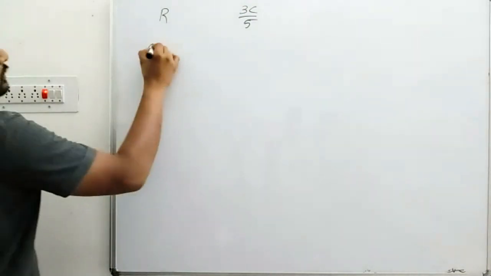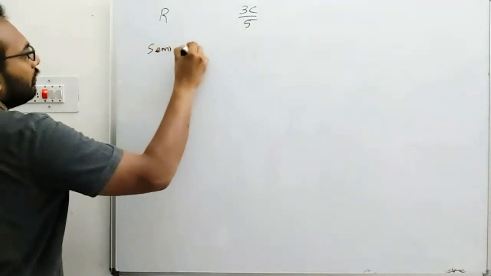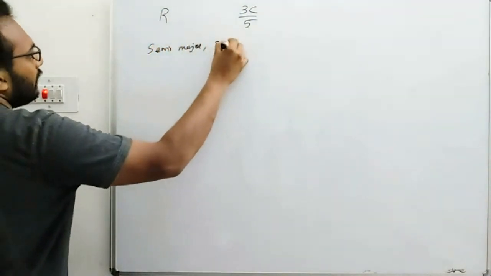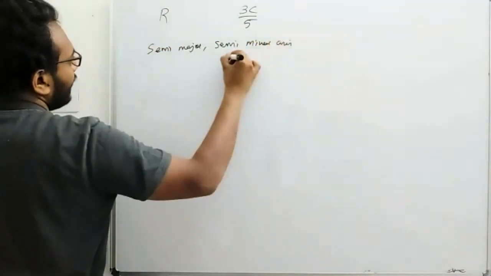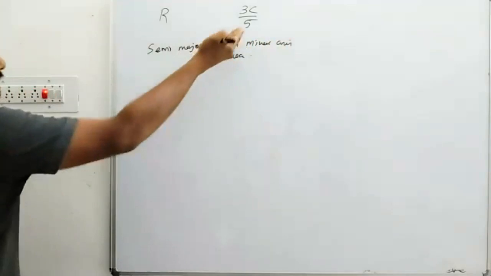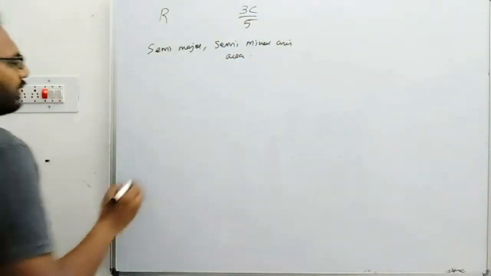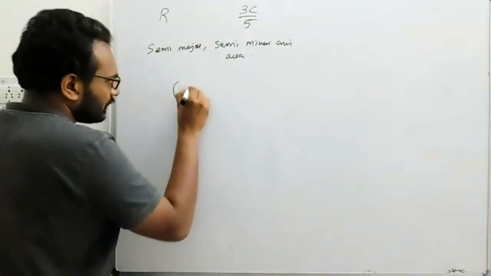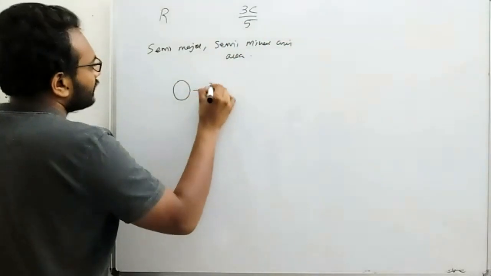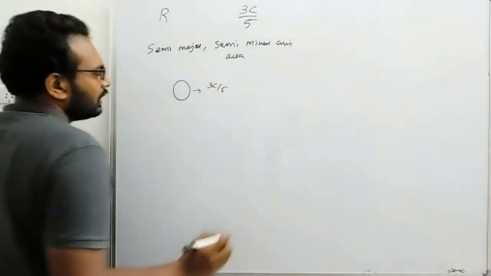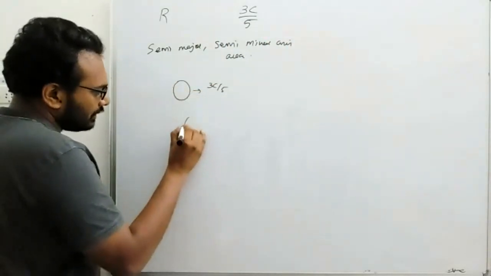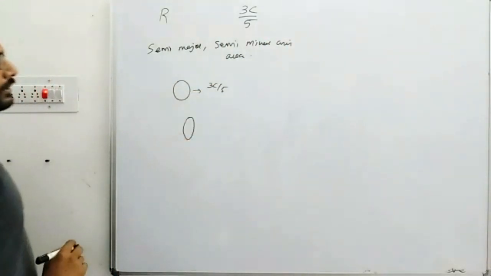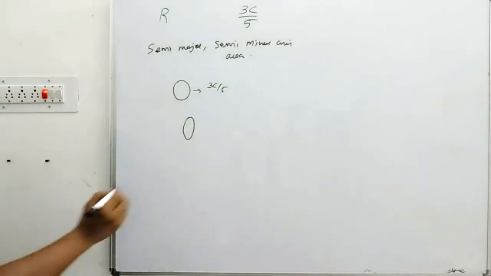So you need to find the semi-major axis, semi-minor axis, and area. You have this moving at 3c divided by 5. So let's look at it. We have a circle which is moving at 3c by 5 with respect to ground. With respect to ground, you will see that the length contracts along this direction, so you will see something like that. That's what happens.